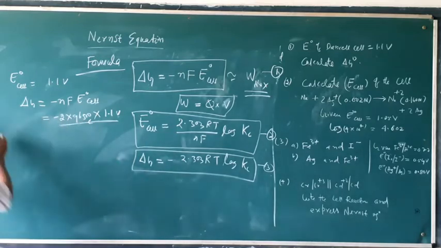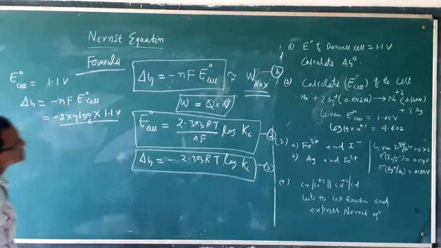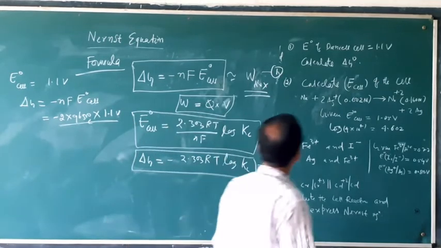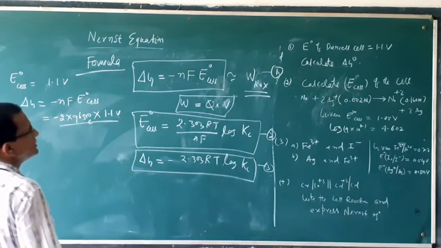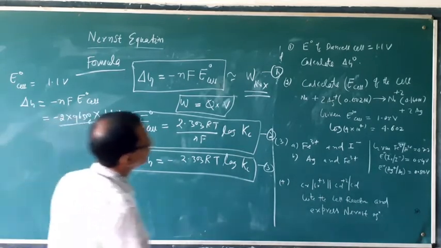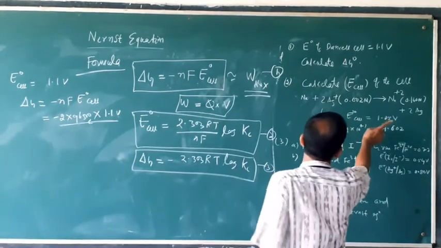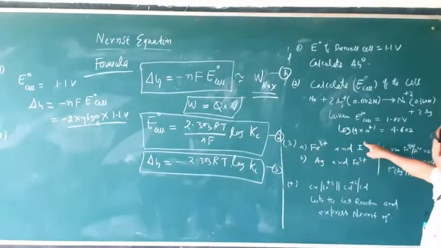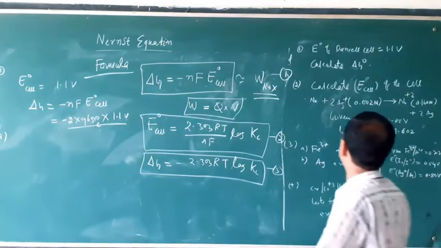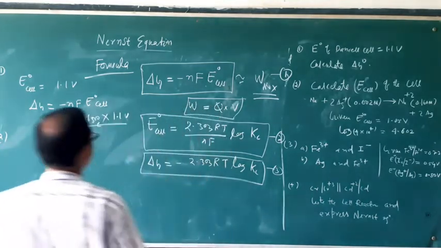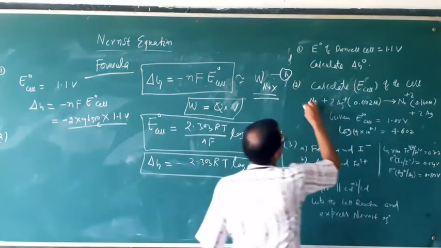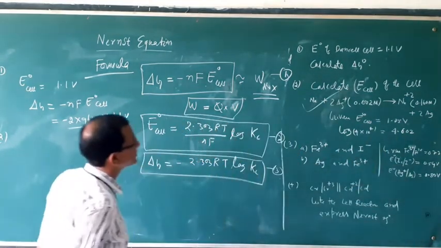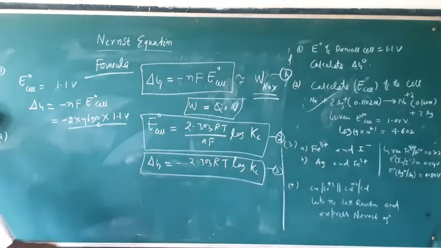Then the second question. The second question is to calculate E cell of the cell. The cell is given. What type of cell is it? Nickel, 2 Ag plus changes to nickel 2 plus, 2 Ag. E naught cell is given, and the question is to calculate E cell. Here the reaction given is just the cell reaction. As per the cell reaction, what is the cell expression?